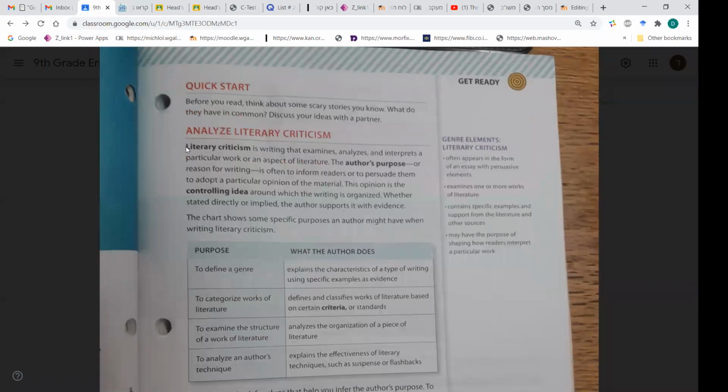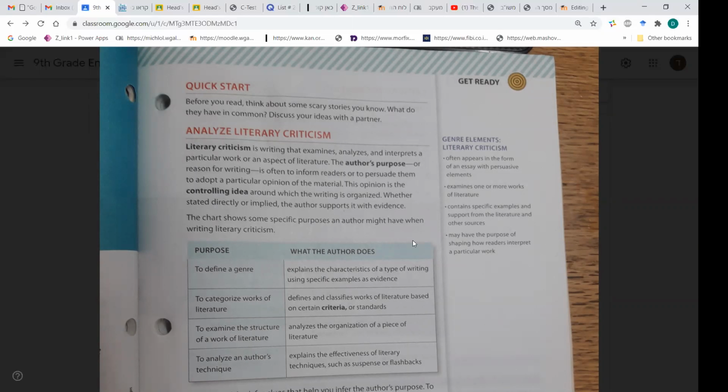The word literary criticism. What does literary criticism mean? Literary is from literature. And to criticize, what is to criticize? What is criticism? I don't know how to say it in Hebrew. In Hebrew, we say bikoret, bikoret sifrutit. So we're going to read an article now called Of Literary Criticism. It's an article that's going to explore what is horror.